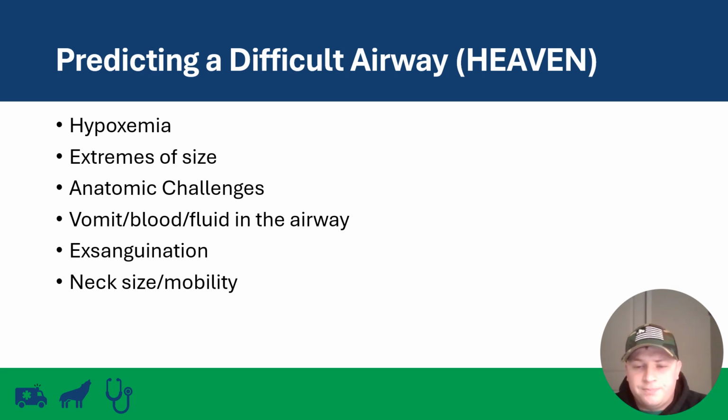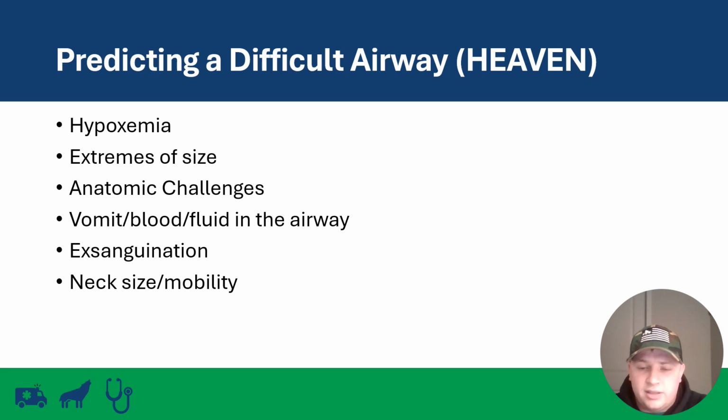So when is somebody going to be a difficult tube? Though I think you should consider every airway as a difficult airway. We'll go through this one. So the H is for hypoxemia. Patients who are hypoxic should be resuscitated first. Trying to intubate somebody who's already desaturated is a nightmare. Extremes of size. People may be so large that it's difficult to manipulate their anatomy to get a good view. In contrast, people may be so small, neonates would be very difficult to intubate.